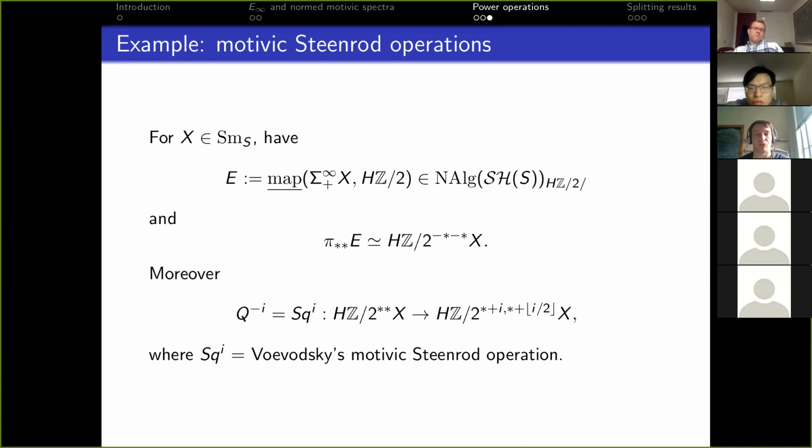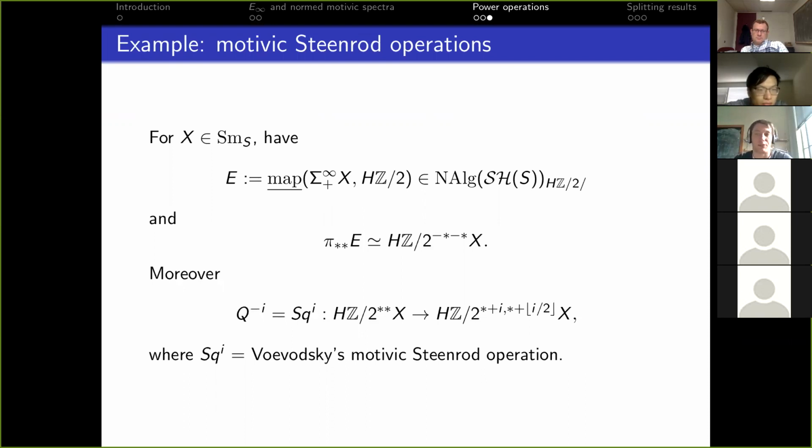One can show that this internal mapping spectrum acquires a natural normed structure, in fact a structure of a normed spectrum, an algebra over HC mod 2. Basically this comes from the fact that you're mapping out of a space which is co-normed in a sense which I don't want to make precise. It's exactly the same sort of reasoning as in classical topology. And then the homotopy groups of E are just the motivic cohomology groups of X.